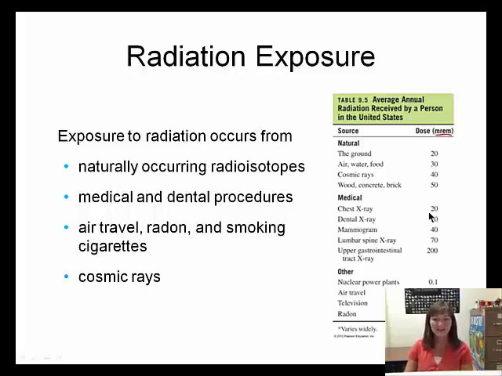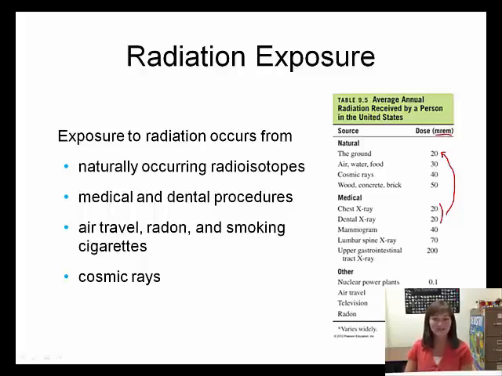Focusing on medical, an x-ray is going to give you about 20 millirems. Dental x-rays are about 20. That was comforting when I saw that, because the 20 here is about what you're exposed to just from some of the ground you might be around. Mammograms give you about 40 millirems. A lumbar spine x-ray is 70, and an upper gastrointestinal tract x-ray is 200. So that one comes with quite a bit of radiation.